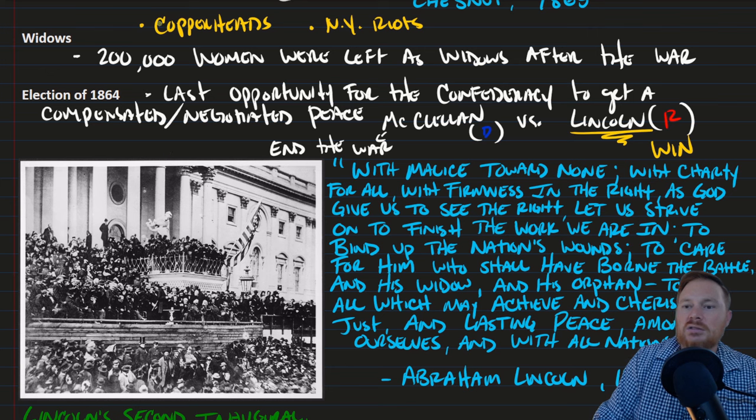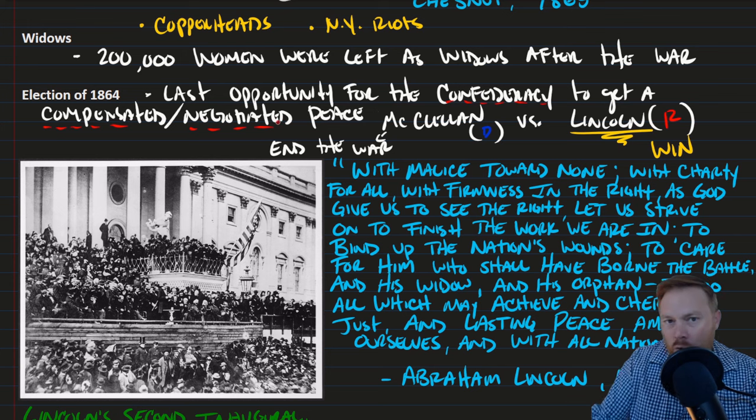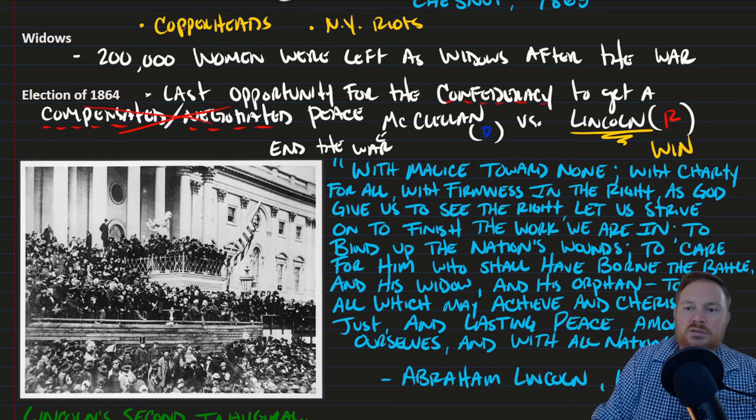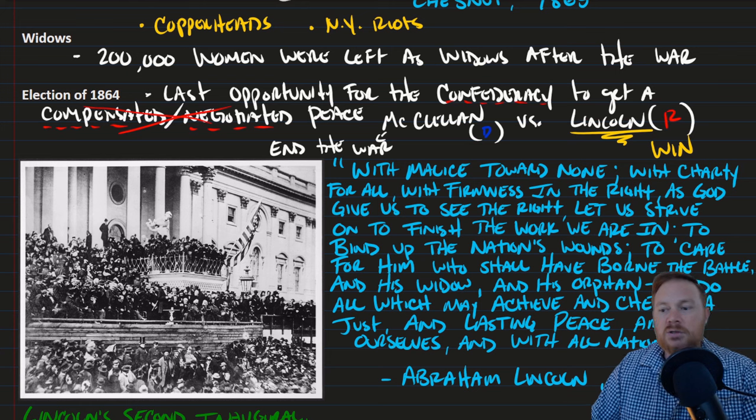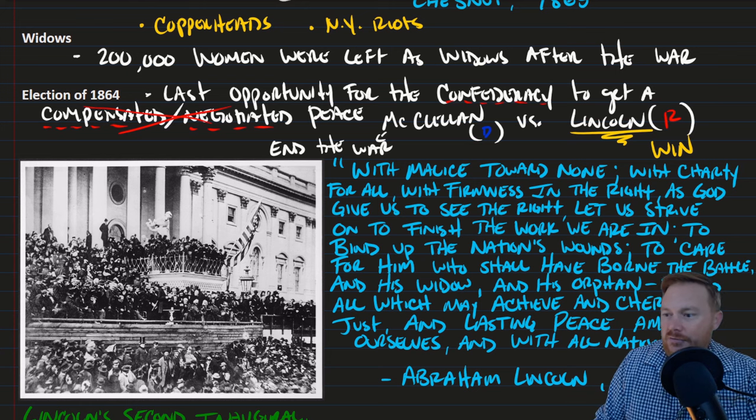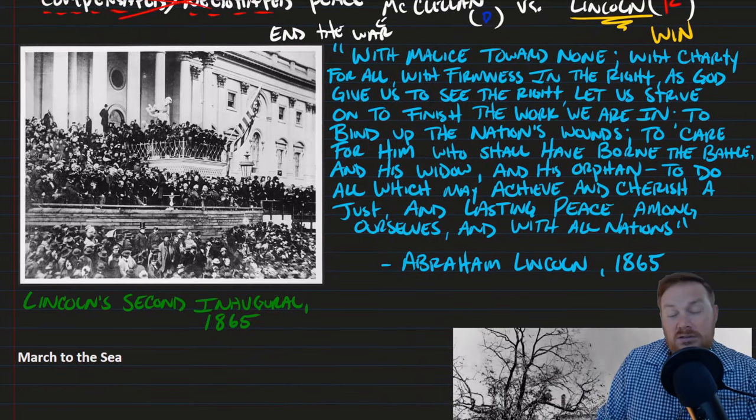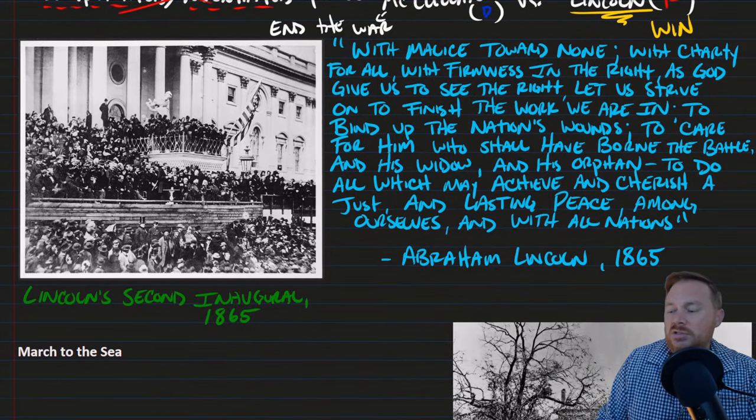And with that, the last opportunity for the Confederacy to get some sort of peace settlement, some sort of negotiation, that door closed, because there was no way that the South or Confederacy could hold on for another 4 more years. And they knew very well that Abraham Lincoln was prepared to fight this war into the very end, and would only accept an unconditional surrender of the South. So Lincoln's victory in 1864 in many ways sealed the fate of the Confederacy.